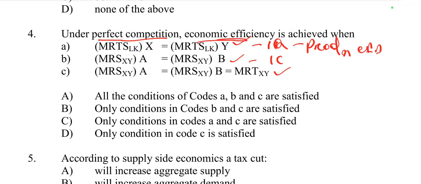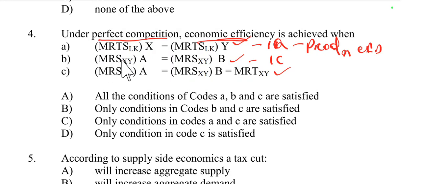Economic efficiency, first one is production efficiency, because this is achieved when the marginal rate of technical substitution between labor and capital of X is equal to Y, for all firms. So this ensures that firms are minimizing production cost for any given level of output. So this is called production efficiency, first one.